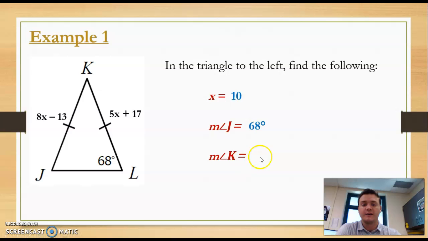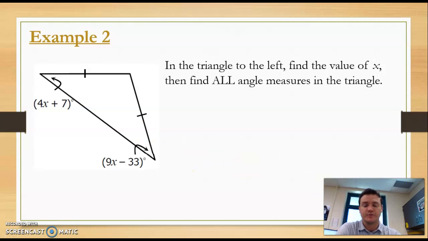And then finally, if we wanted to know what angle K is, well, this is still a triangle, so all of the angles should add up to 180. So we would do 180 minus 68, and we should be left with 44 degrees, so that's what angle K would be.